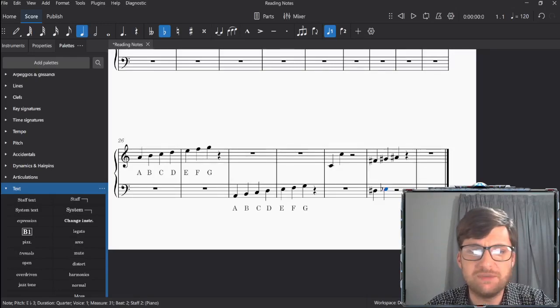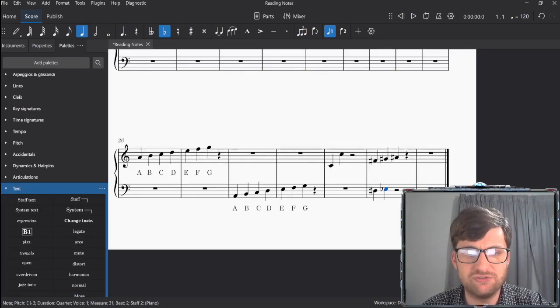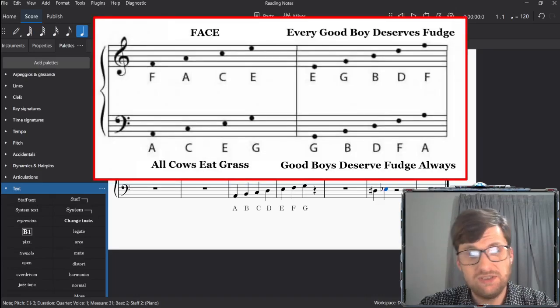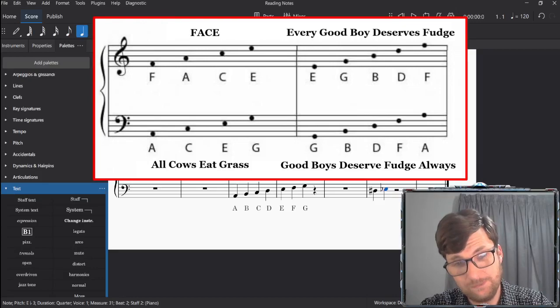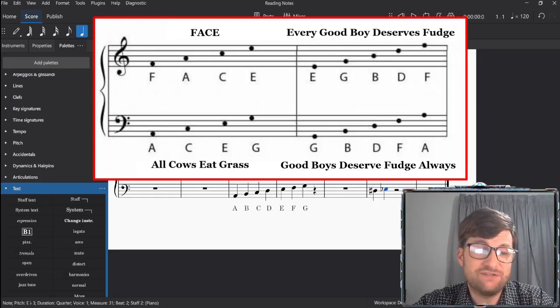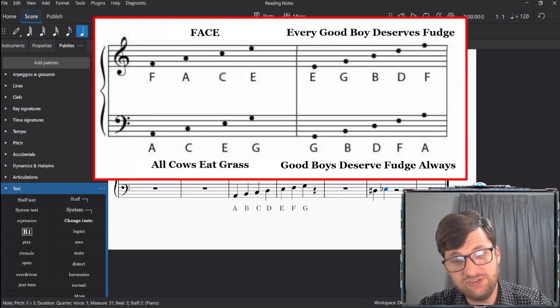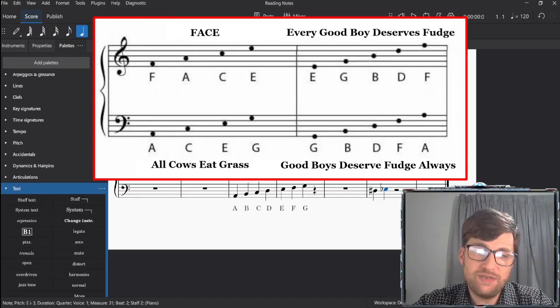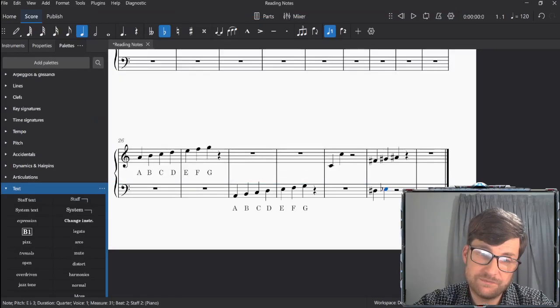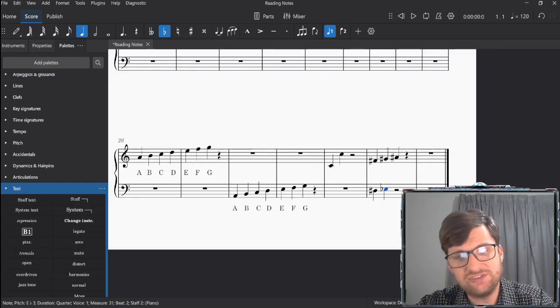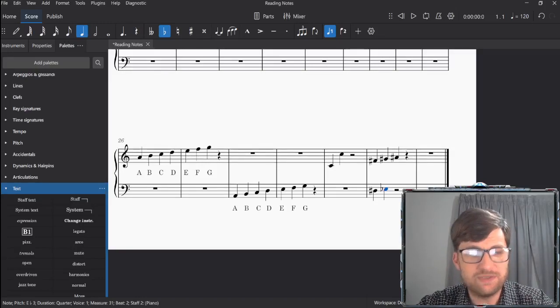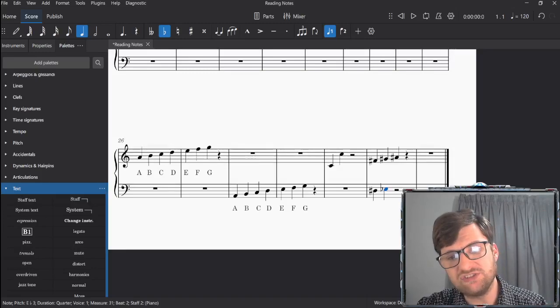I want to conclude this video by giving you some tips that I have learned to help me get to know which note is which on the staff, and therefore to be able to read music faster. The first is mnemonics. In the treble staff, we have every good boy deserves fudge for the lines, and for the spaces, well, they spell out face. In the bass staff, we have good boys deserve fudge always for the lines, and all cows eat grass for the spaces. Look, the truth is the letters aren't as important as the pitches. The letters are just something we use to label different pitches. The pitches are what actually matter.